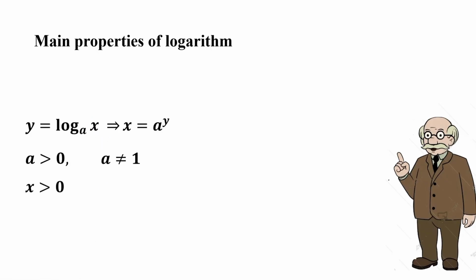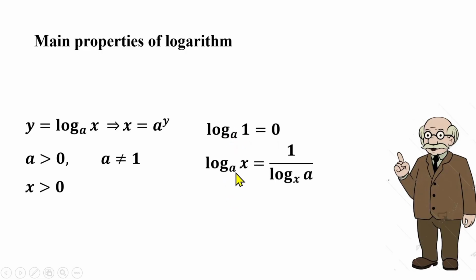Other properties are the following. First, we have that log a of 1 equals 0 for all possible values of the base, and log a of x equals 1 over log x of a, because x here is a base, x not equal to 1.